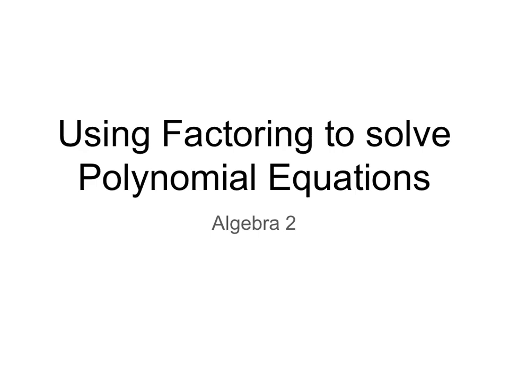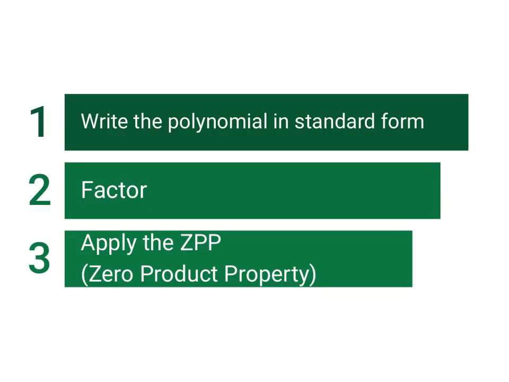In this lesson, you're going to use factoring to solve polynomial equations. So the steps really don't differ from quadratic equations, but let's remind you that first you should write your polynomial in standard form. In other words, set it equal to 0. Factor it as much as possible, and then you apply the zero product property.